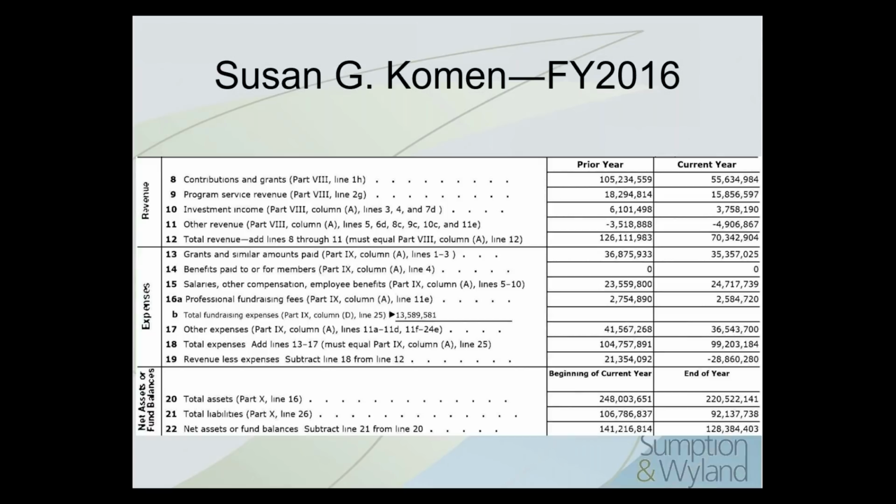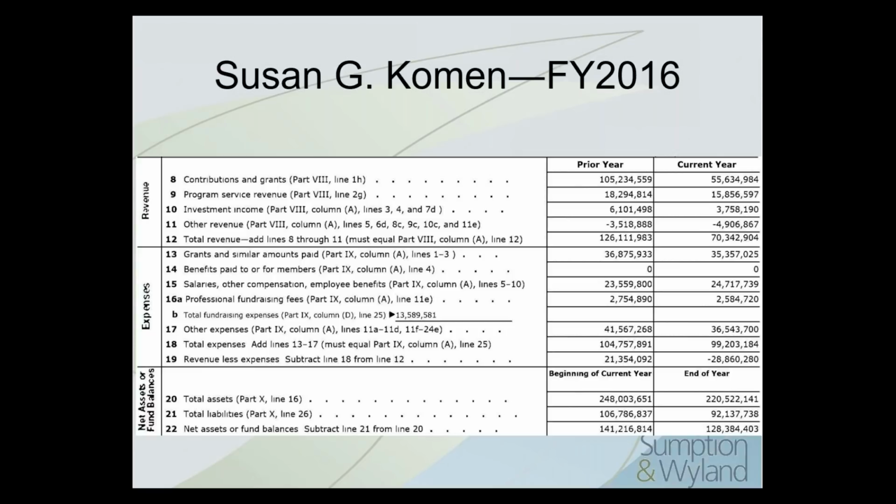Below that, expenses, grants and similar amounts paid, benefits paid to or for members. There are some nonprofits and charities that are membership based, and members may receive benefit. Below that, we have salaries, other compensation, employee benefits, so you have an idea of how big their payroll is. And then we have professional fundraising fees, and 16B is total fundraising expenses. How much did this organization spend in order to raise the money that it raises?